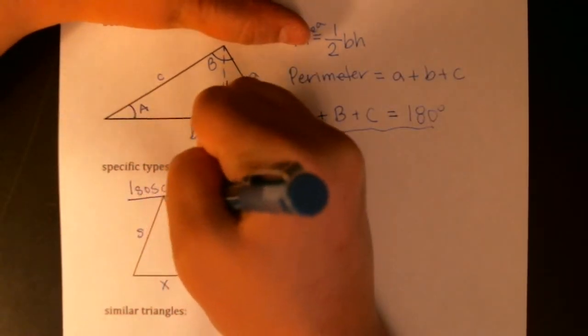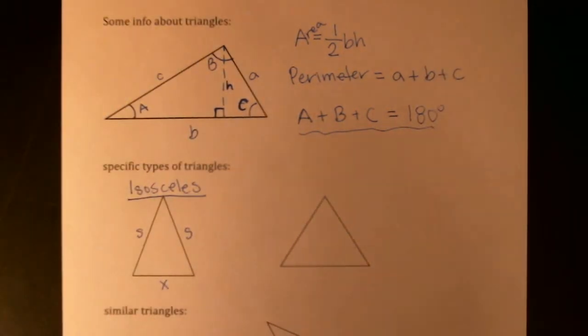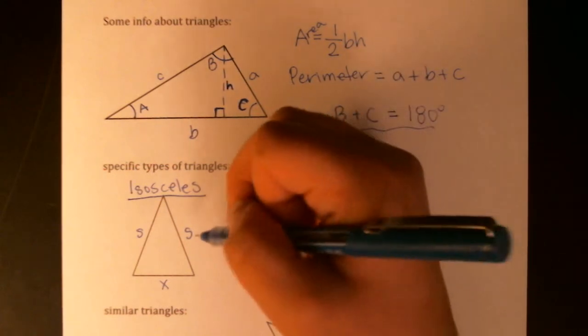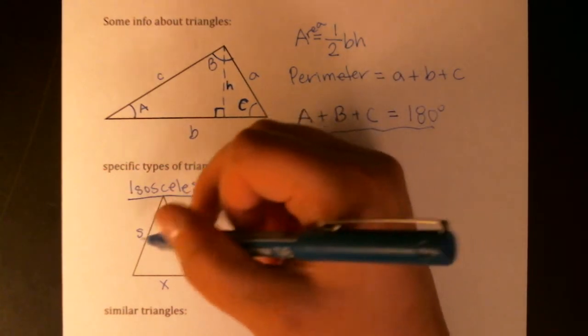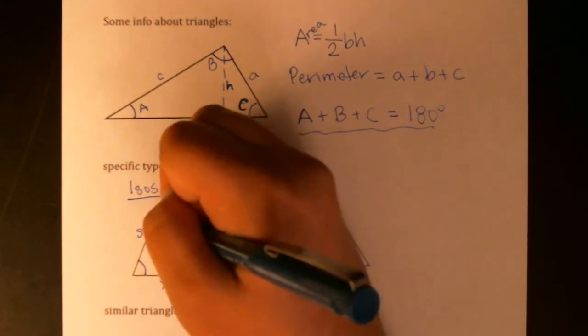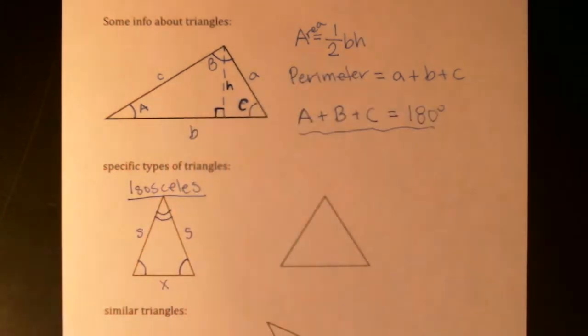Okay, so isosceles triangles have pairs of sides that are the same length. And we can also make some claims about their angles. If the two sides here are the same length, the angles opposite are also going to be the same. The one across from the other side probably won't be, but the two angles opposite the sides that are equal will also be equal.